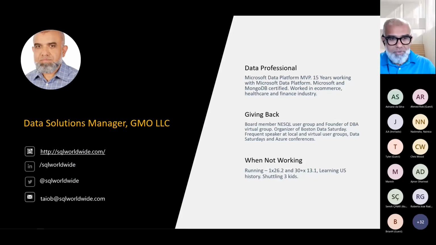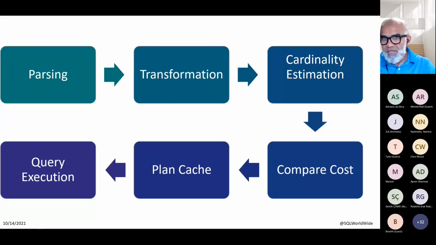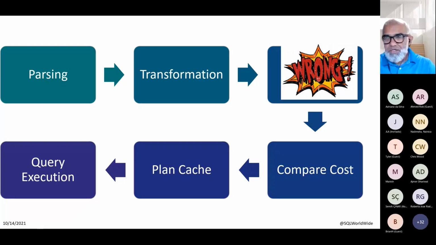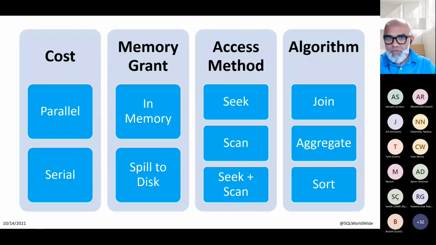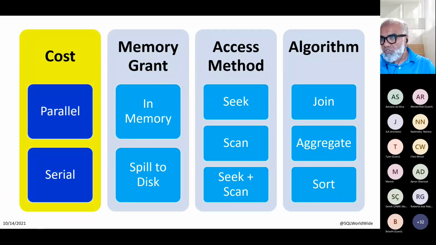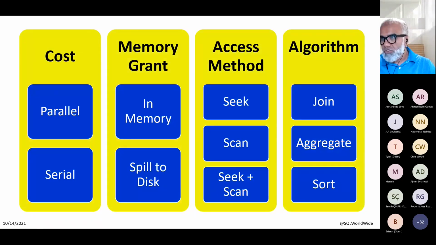So these are my contacts, but I'm sure you can get my contacts from any place. This is the slide I was talking about: parsing, transformation, cardinality estimation, compare cost, plan cache. And then I talked about if cardinality estimation goes wrong, the further phases can go wrong. And this is what I was talking about: cost, memory grant, access method, algorithm. Are we good here, or does anyone want me to repeat anything? I'm really sorry about that.